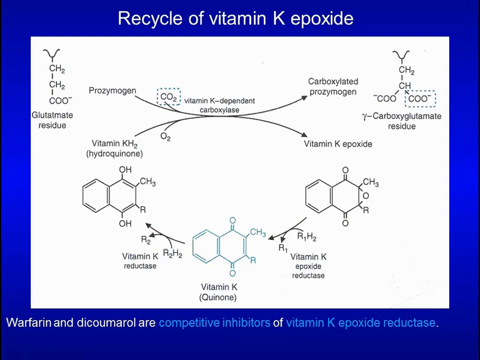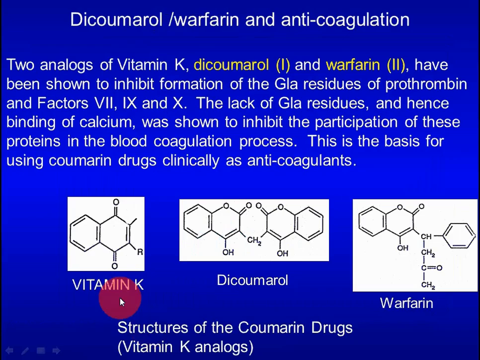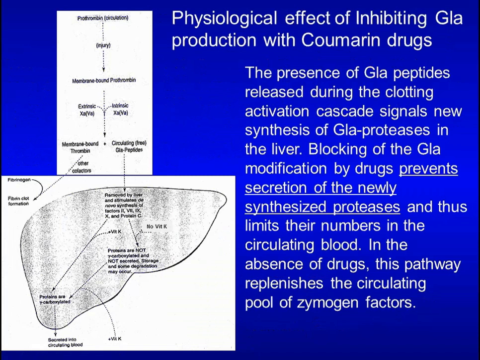Warfarin and dicumarol are anticoagulants. They are competitive inhibitors of vitamin K epoxide reductase. This is vitamin K. Warfarin and dicumarol are analogs of vitamin K. These drugs inhibit formation of GLA residues of 6 proteins that I described to you earlier. Specifically, blocking of GLA modification by drugs prevents secretion of newly synthesized proteases. Here is the liver. When vitamin K is available, proteins are gamma carboxylated and secreted. When vitamin K is not available, these proteins are not gamma carboxylated and not secreted.